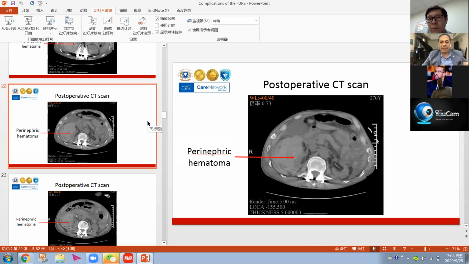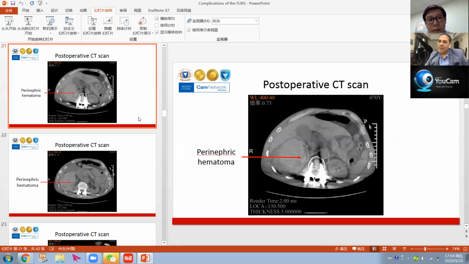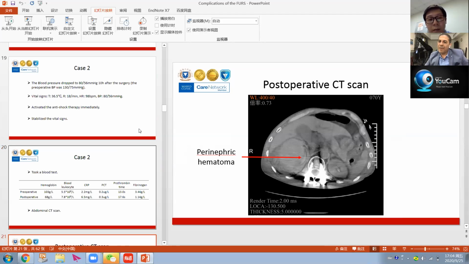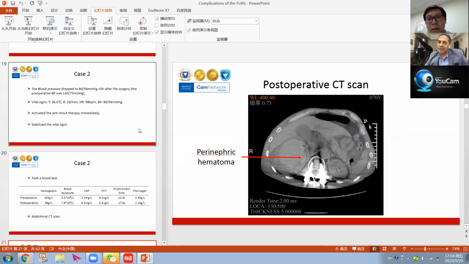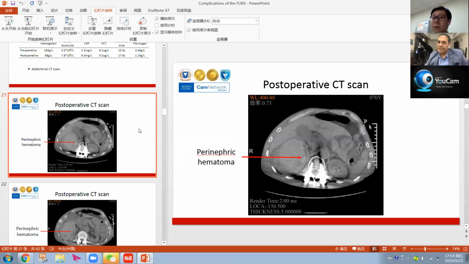Okay. So Dr. Wang, let me ask a few quick questions. In this case, do you think it's only perinephric hematoma or mixed with extravasation? So it is like urinoma. This is case 2. I don't think this is urinoma.